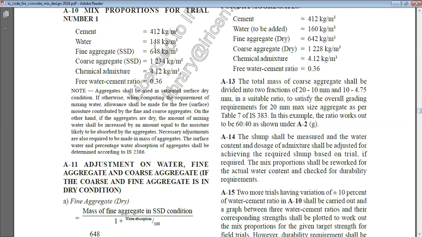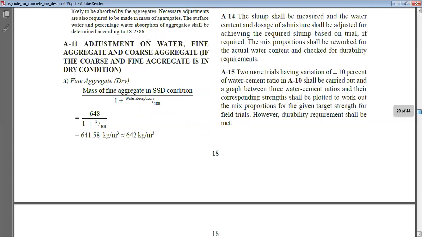Whatever the water you added, that is 148 kg per 1 cubic meter. 0.5% of the coarse aggregate and 1% of the fine aggregate will absorb this water. So the water available for the hydration process will be less. Hence, you need to apply some corrections. You need to increase or decrease this water content. If the aggregate is absorbing water, you need to add some more water into the concrete. That percentage you need to calculate, how much more water to add.